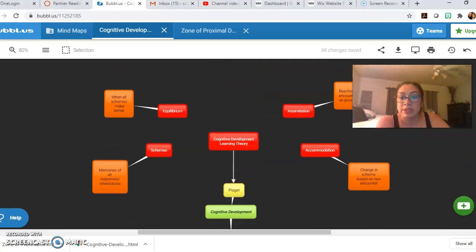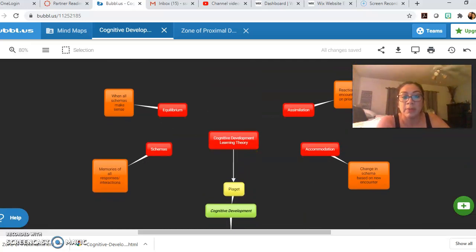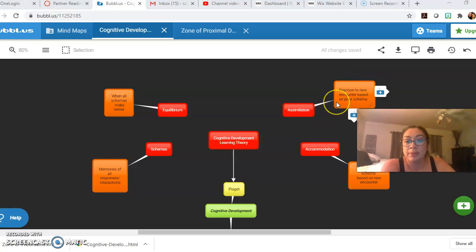Some vocabulary we associate with cognitive development would be assimilation. With assimilation, this is more like a reaction to a new encounter based on prior schema. And schema, the way I like to think about it, is memories of responses and interactions that we have, kind of like a database. We have all these memories of how things felt, how they tasted, experiences and whatnot. So an assimilation would be how we reacted to that new encounter based on a prior memory.